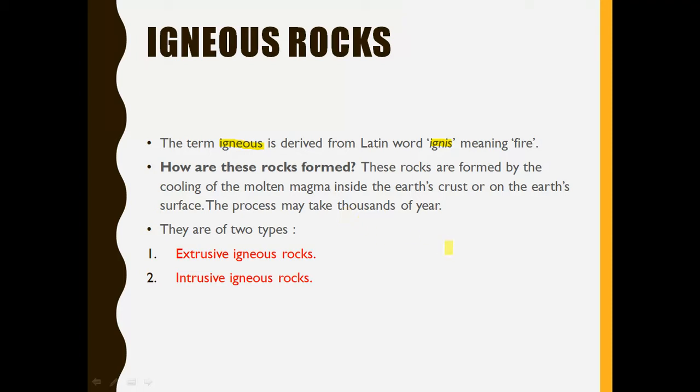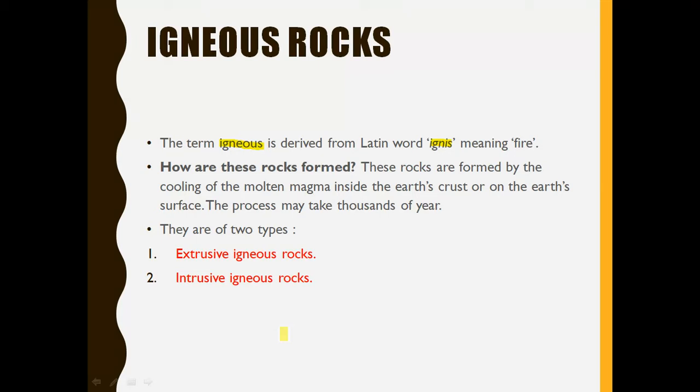Now, how are these rocks formed? They are formed by cooling of the molten magma inside the earth crust or on the earth surface. But this process may take thousands of years. It is not like the igneous rock can be made in a day or so. It takes many years to make these rocks. In very simple language, these rocks are made from the molten magma. This magma may cool down inside the earth or on the earth, and when it solidifies, that forms igneous rocks.